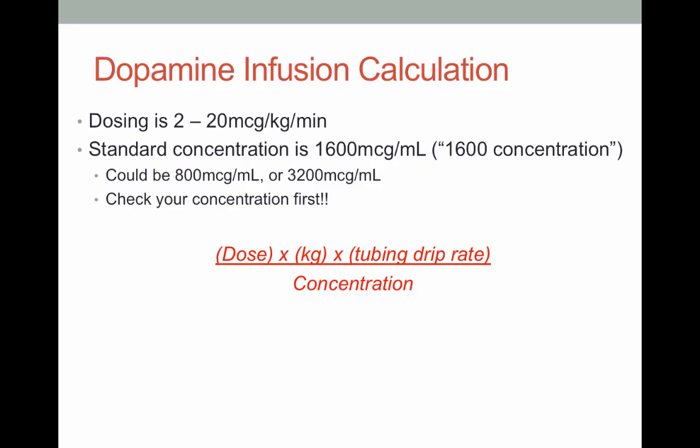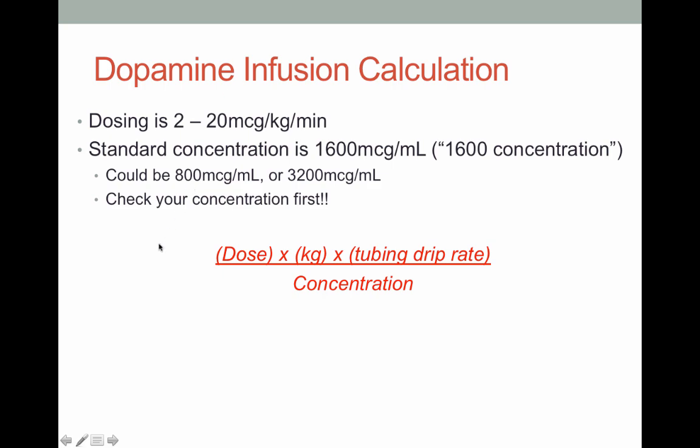The bag you're going to grab, the standard concentration is 1,600 micrograms per milliliter, or what we call just a 1,600 concentration. But definitely double check, triple check that your bag isn't. You might also see an 800 concentration or 3,200 concentration, so just double check before you get into this calculation and set this for your patient.